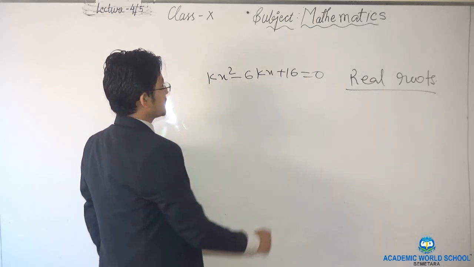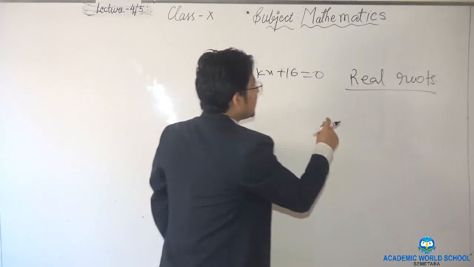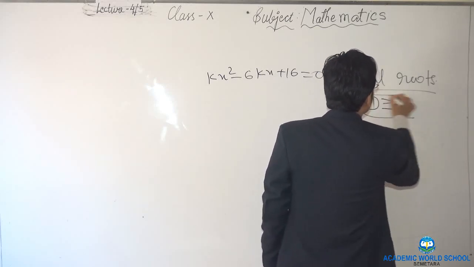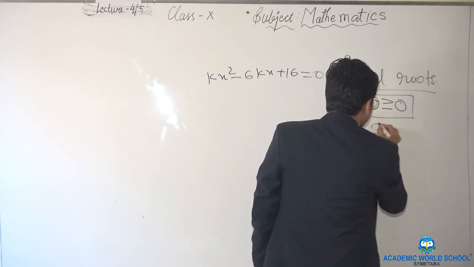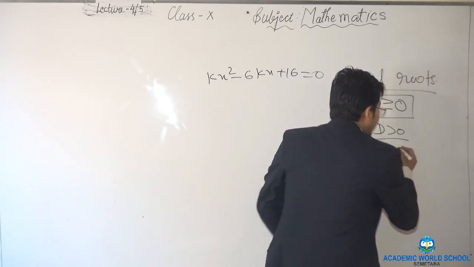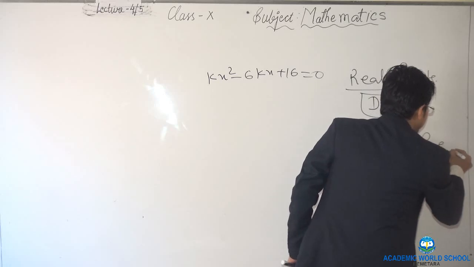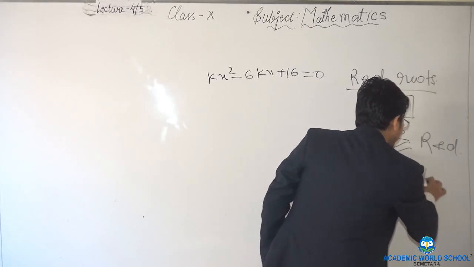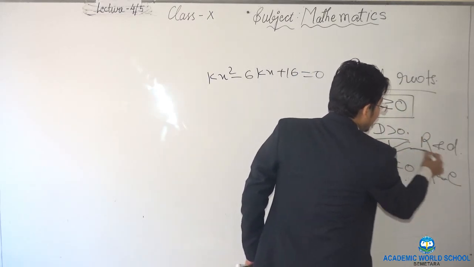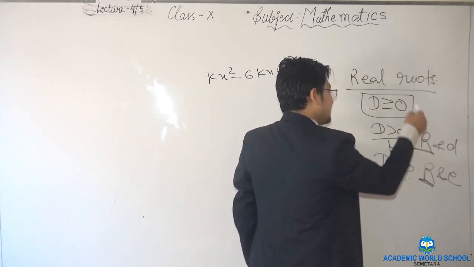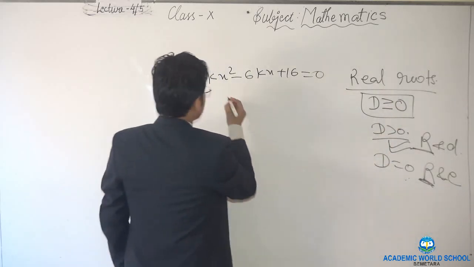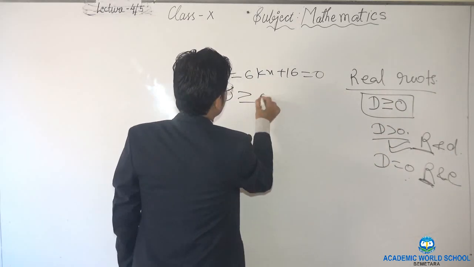For real roots, d should be greater than or equal to 0. Why am I not saying greater than 0? Because that is the case for roots real and distinct, and d equal to 0 is the case for real and equal. So in both, real is included. That is why if it is simply given that roots are real, we take d greater than or equal to 0.